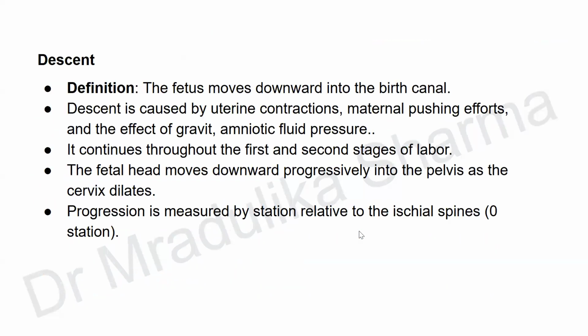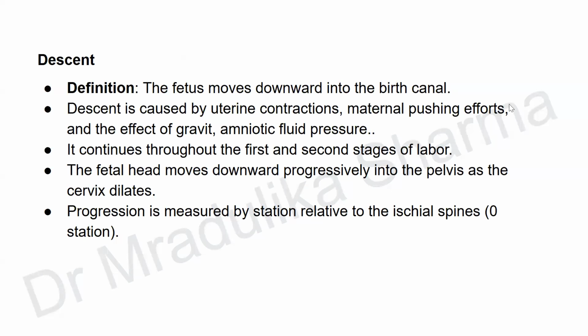Now the second is descent. The fetus moves downward into the birth canal. It is caused by uterine contraction, maternal pushing efforts, and the effect of gravity and amniotic fluid pressure. It continues throughout the first and second stage of labor. The fetal head moves downward progressively into the pelvis as the cervix dilates. And the progression is measured by the station relative to the ischial spine.